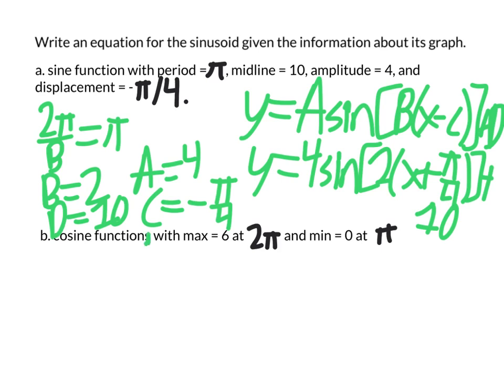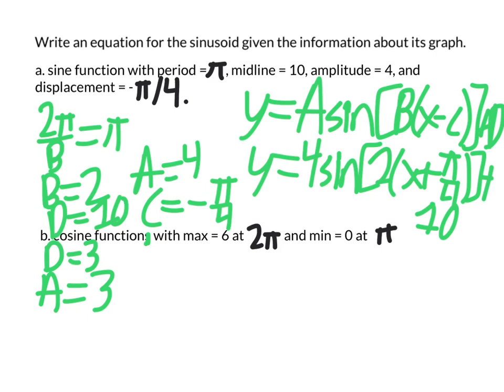Now for problem B, it says a cosine function with max of 6 at 2 pi and a min of 0 at pi. Therefore, we know that the midline, or d, is 3 because it's halfway between 6 and 0. And then we know that a is 3 because 3 plus 3 is 6 and 3 minus 3 is 0.